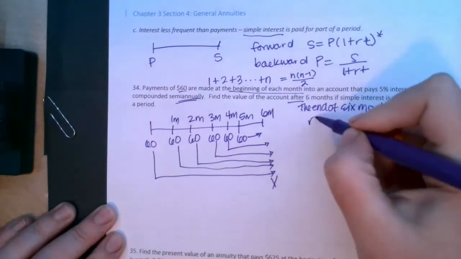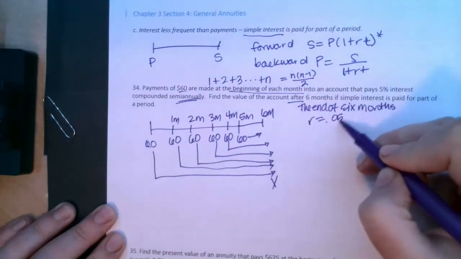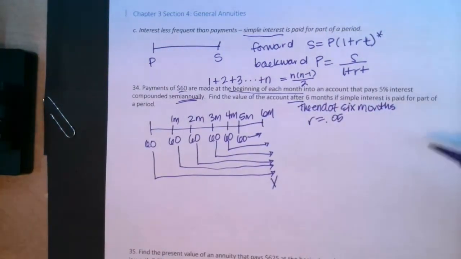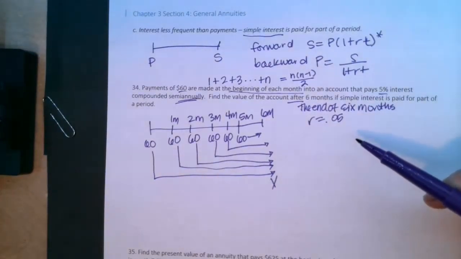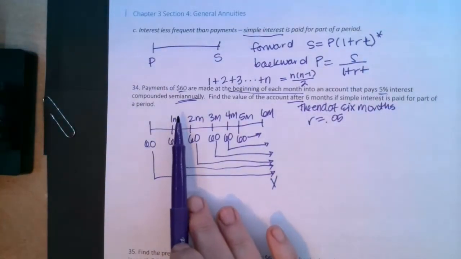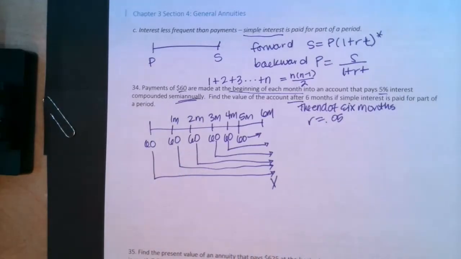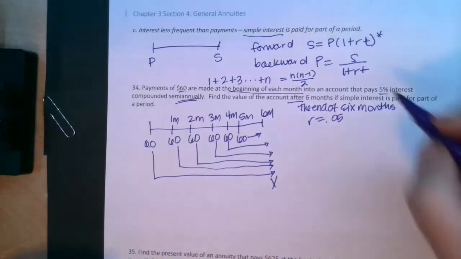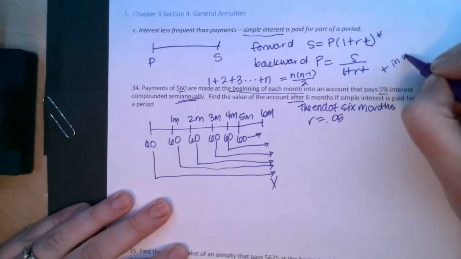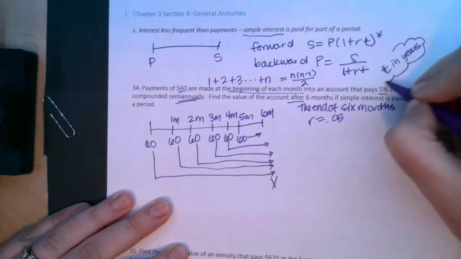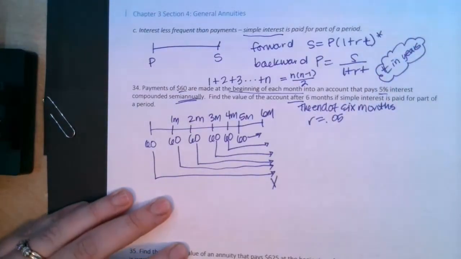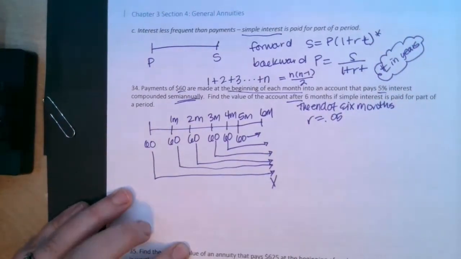Our rate is still 0.05. Here it says 5%, so we know we have 0.05, but it's compounded semi-annually. When we're dealing with the simple part, we're not going to change the rate, it stays the same, and then we just count up the months, and T is always going to be in years. I'm going to add that up here: T in years. That's the big idea. When we're dealing with simple interest, T is always in years unless it specifically says otherwise.